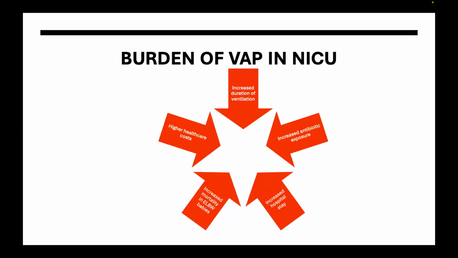The burden of VAP in the NICU is substantial. VAP leads to increased duration of mechanical ventilation, longer NICU stays, higher antibiotic usage, increased healthcare cost, and higher neonatal mortality rates. Studies indicate that implementation of prevention bundles can reduce VAP incidence by 30 to 50% in many NICUs. Therefore, prevention strategies have a direct impact on neonatal outcomes.